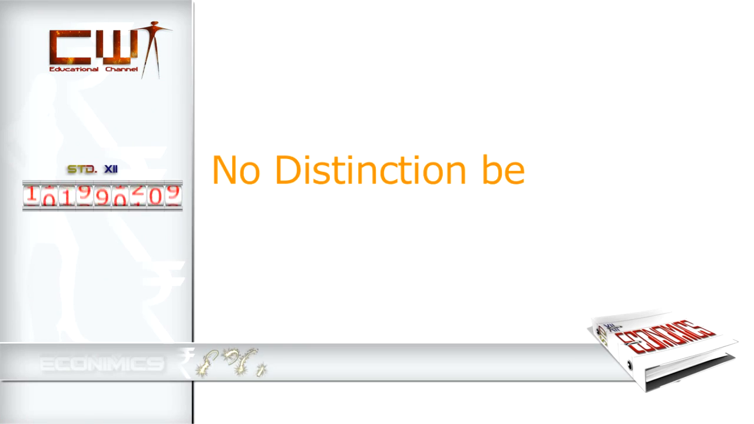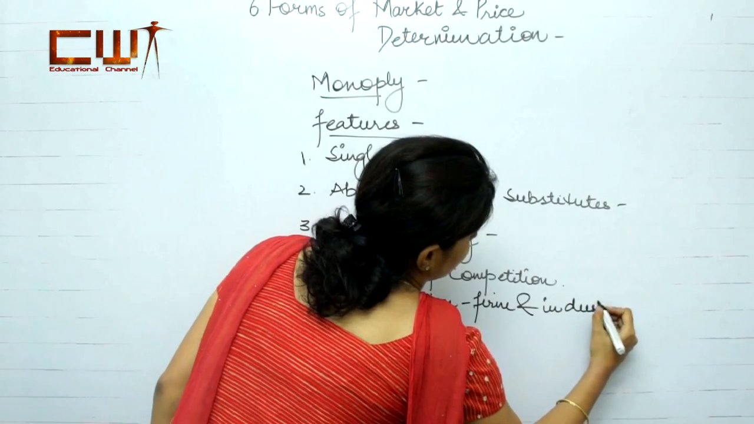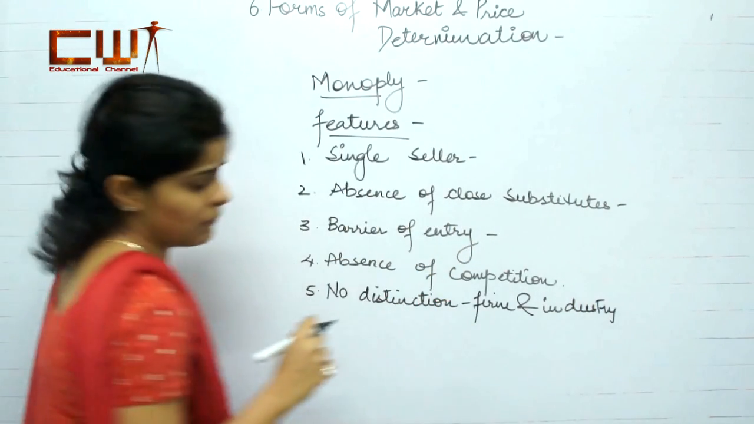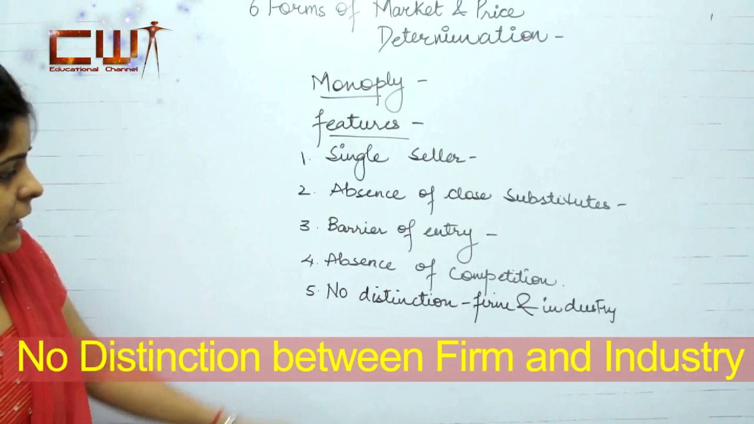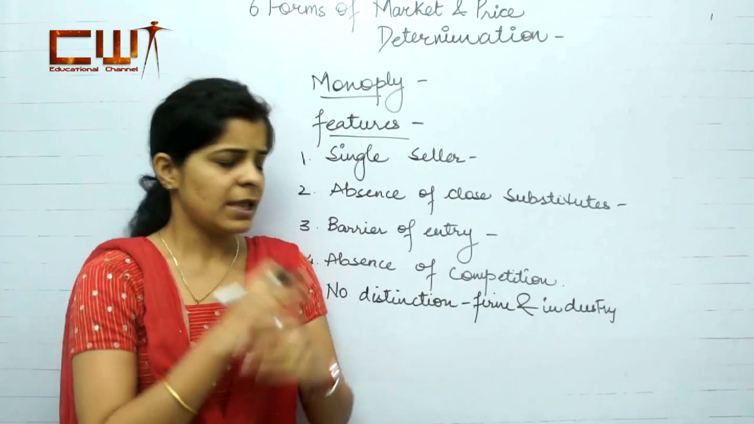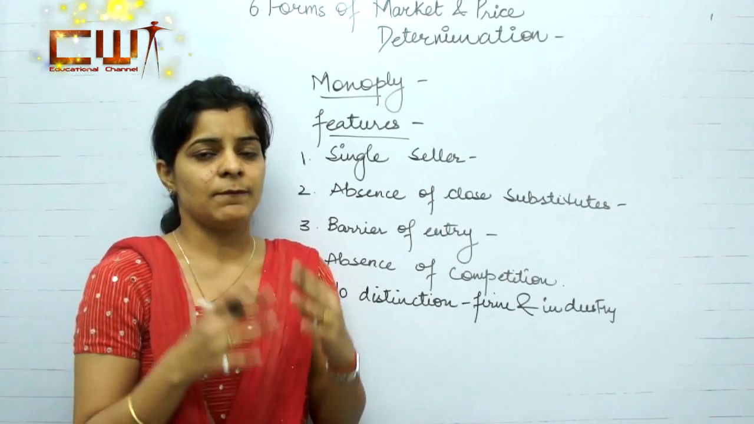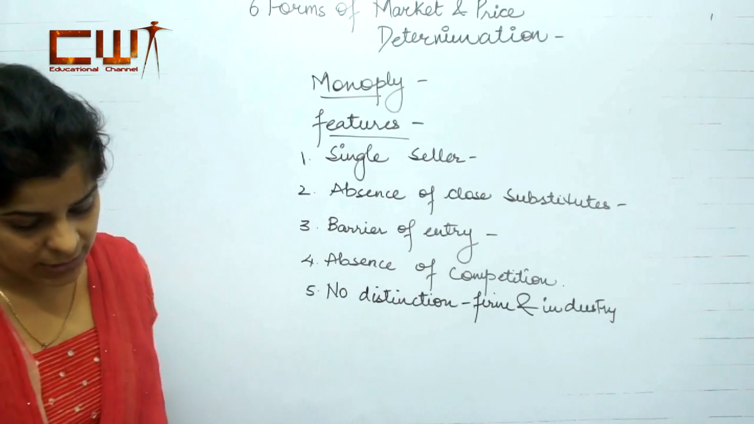Next is no distinction between firm and industry. He is the single seller, so there is one firm controlling the whole industry. Now what happens, there is one firm and one industry, so he is the only firm, he is the only industry, so there is no distinction as such.